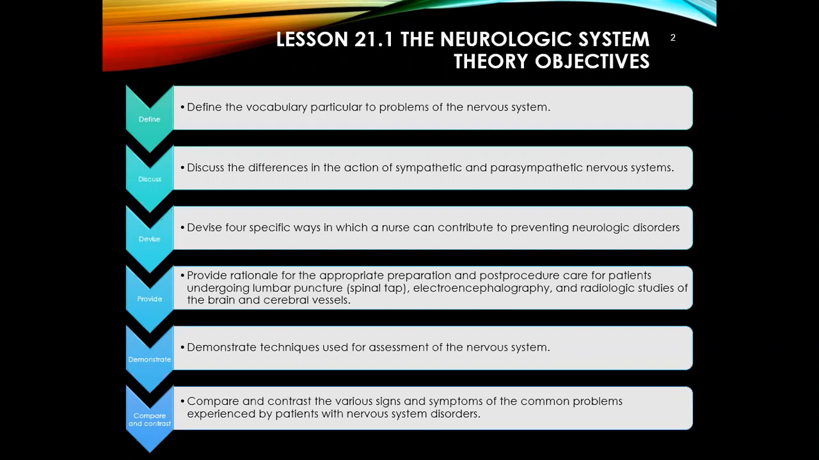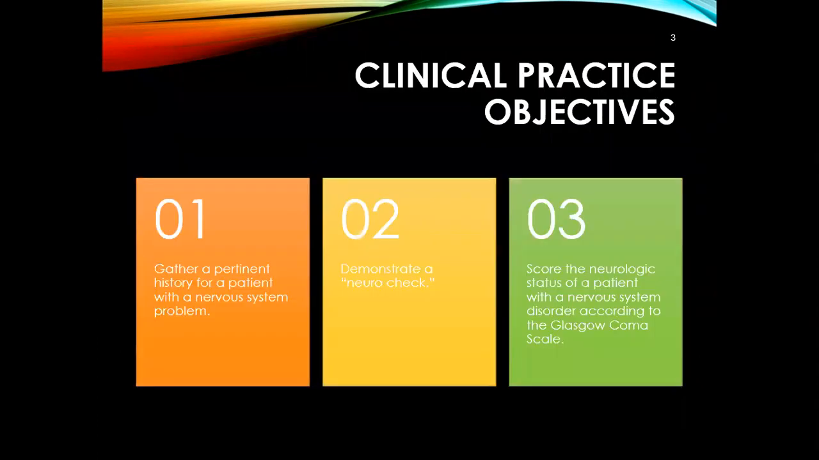Devise 4 specific ways in which a nurse can contribute to preventing neurologic disorder. Provide rationale for the appropriate preparation and post-procedural care for patients undergoing lumbar puncture or spinal tap. Also electroencephalography and radiologic studies of the brain and cerebral vessels, demonstrate techniques used for assessment of the nervous system, and compare and contrast the various signs and symptoms of the common problems experienced by patients with nervous system disorders.